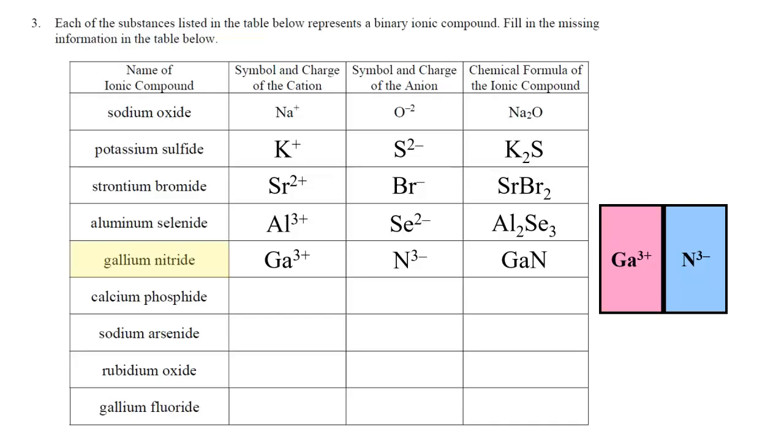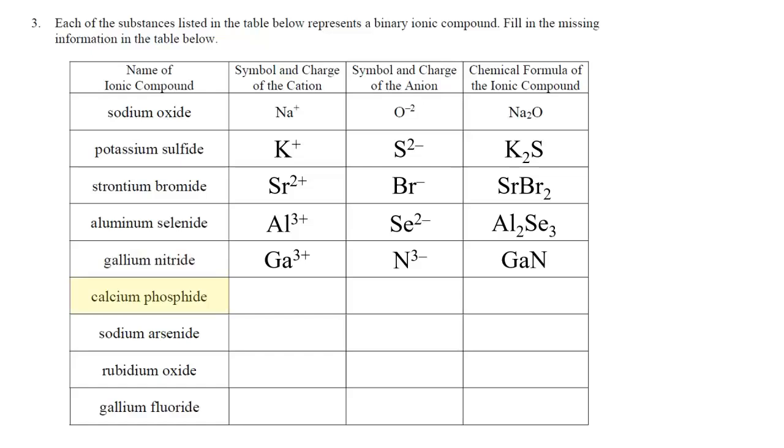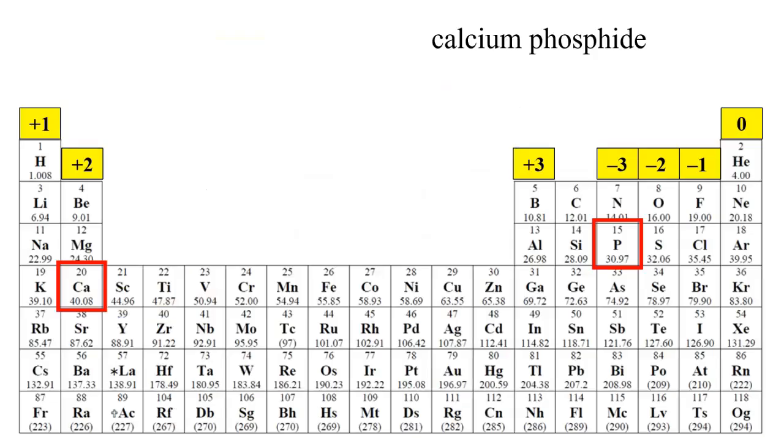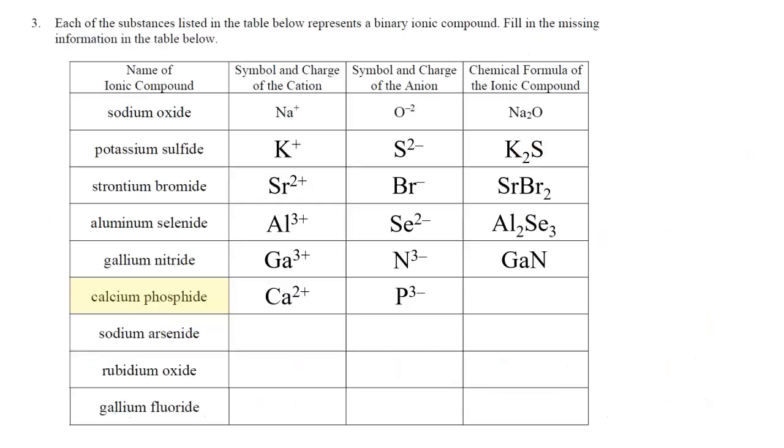And now let's go ahead and move on to our next example of an ionic compound. This is calcium phosphide. So let's go look for calcium and phosphorus on the periodic table to determine the charges. So there is calcium located in group 2. It has a charge of +2. And then there is phosphorus directly underneath nitrogen, that's in group 15, and its charge is -3. So calcium 2+, phosphorus 3-.